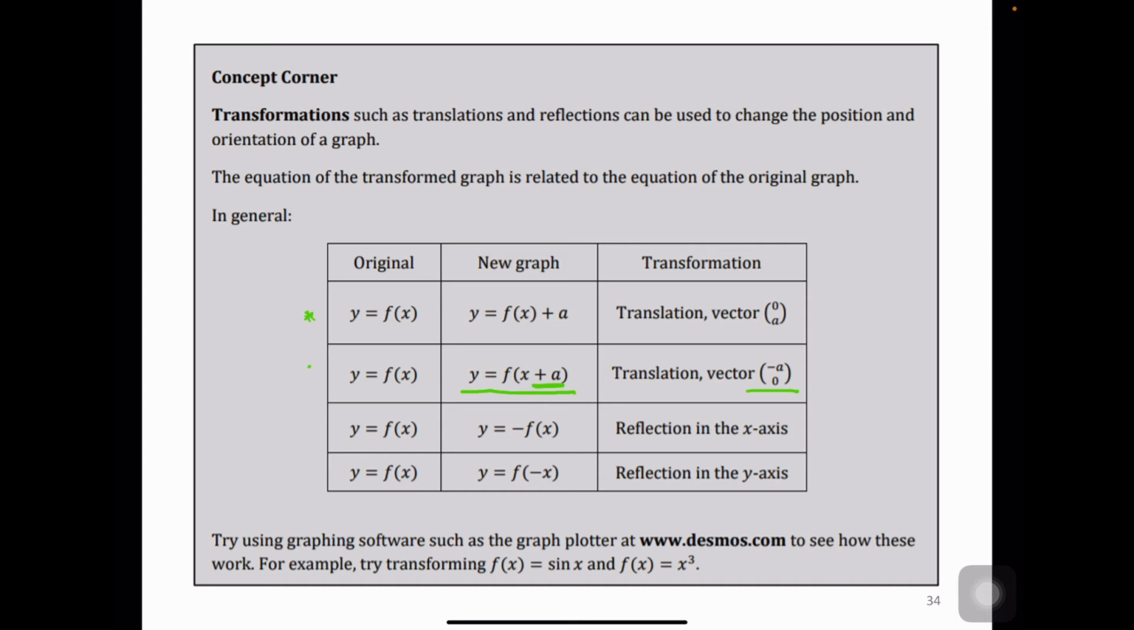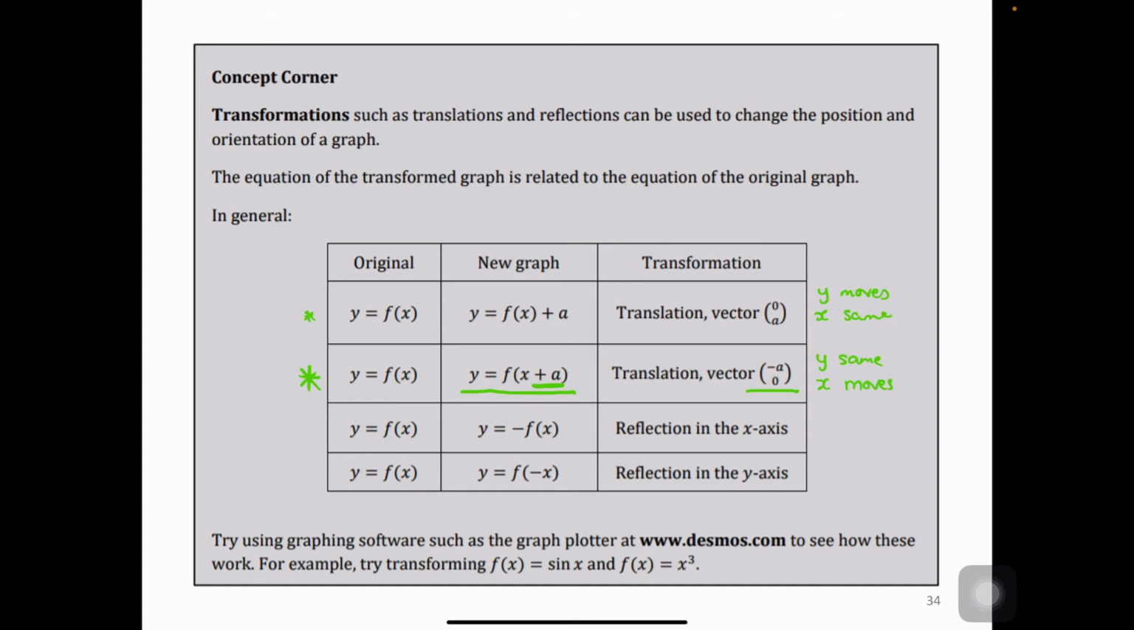Bear in mind here, the y coordinate is the same. So right, y same, x moves, or transforms or translates, whatever you want to say. And here, y moves, and x is the same. And it does make sense as well.